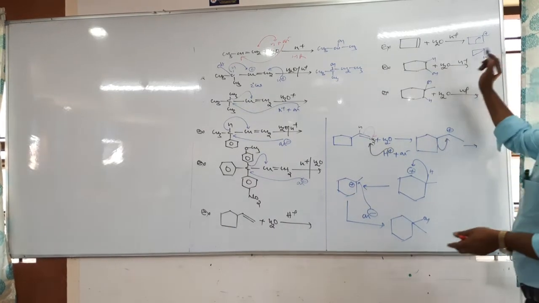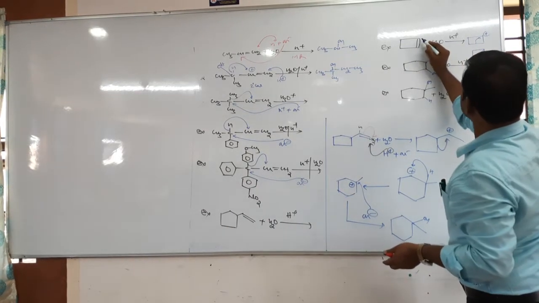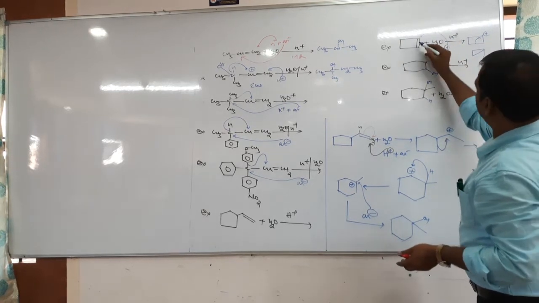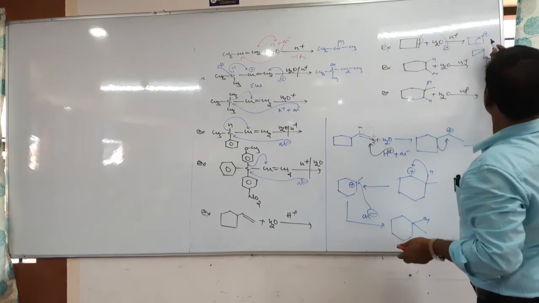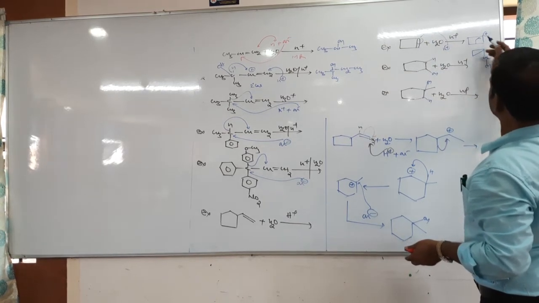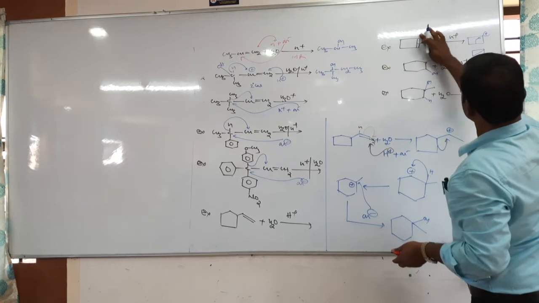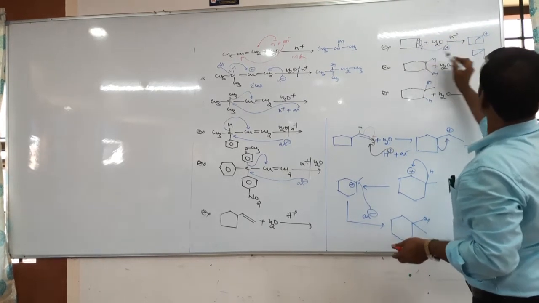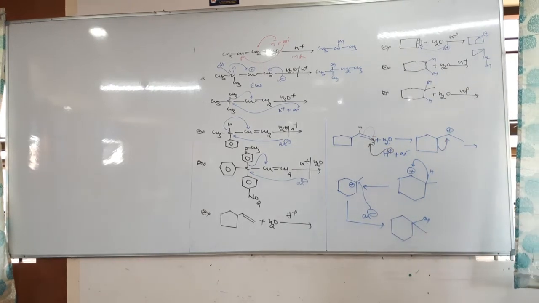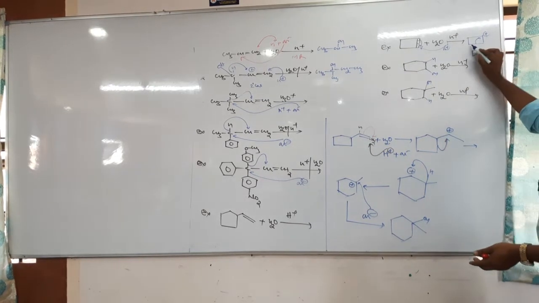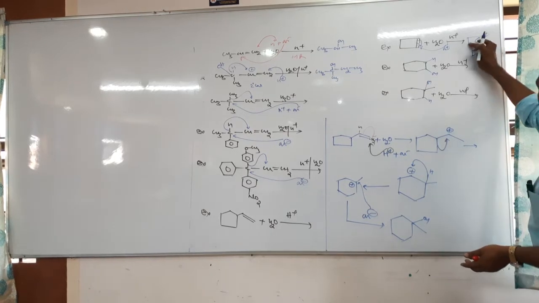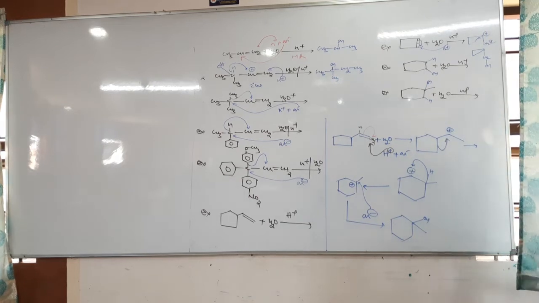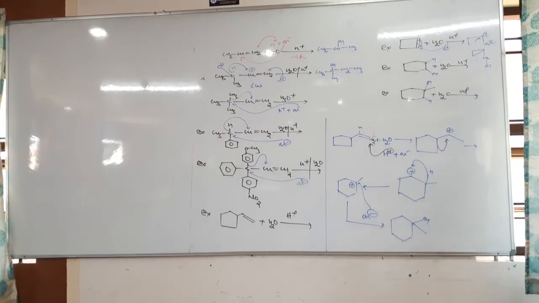Now suppose the H plus is added here, the pi bond shifted here. Positive charge may come here. If H plus is added here, pi bond shifted here, positive comes here. When positive charge comes here, now this sigma bond is there. This sigma bond is broken, it is shifted here, so that this becomes positive charge.